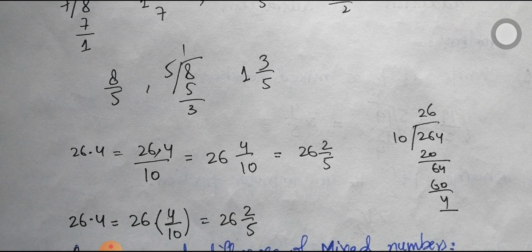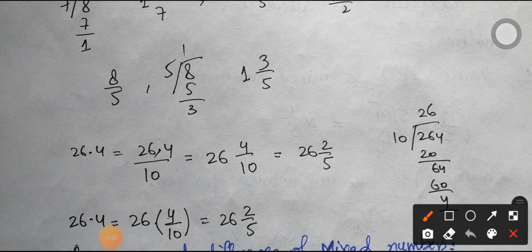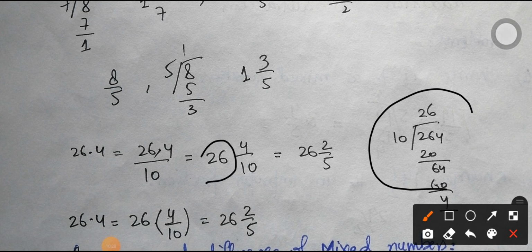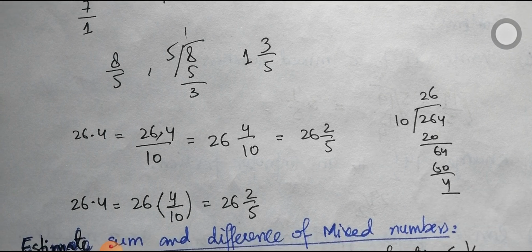We can also convert decimals into mixed numbers. For example, if we have the decimal 26.4, I can write it down as 264 by 10, and when I divide it, I get 26 as a quotient. So 26 whole 4 by 10, and 4 by 10 can be further simplified to 2 by 5. So 26 whole 2 by 5 is the answer.